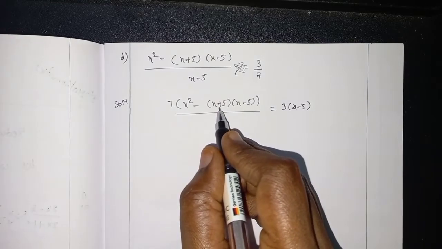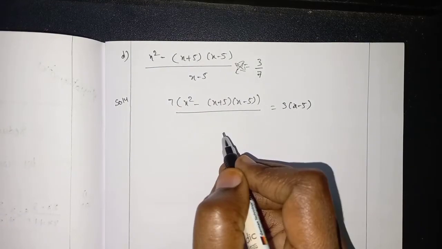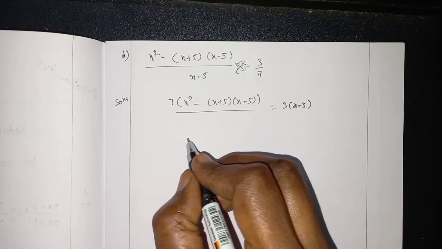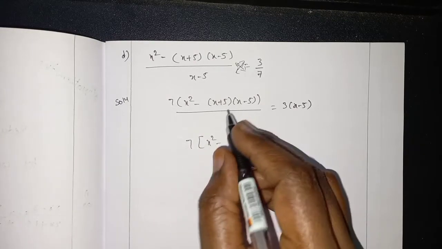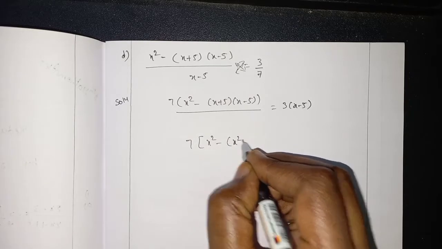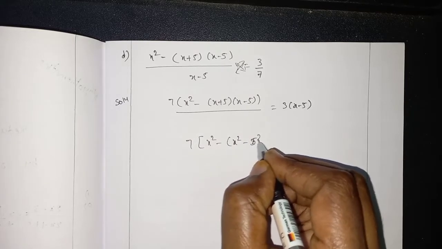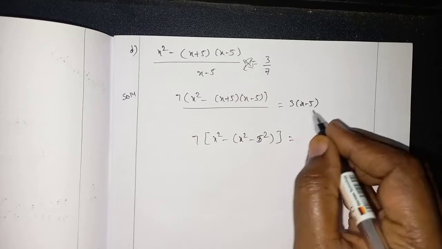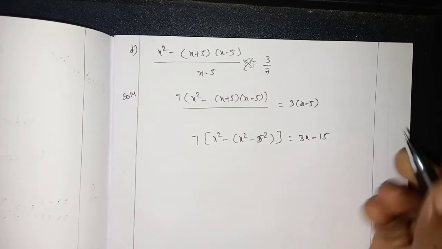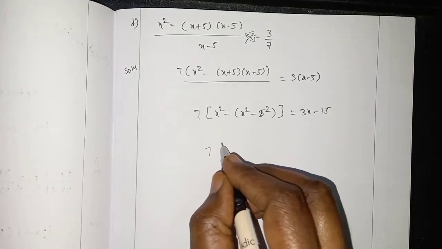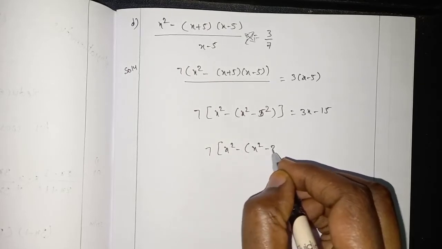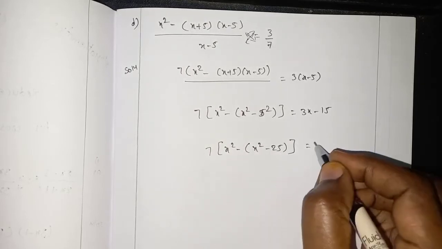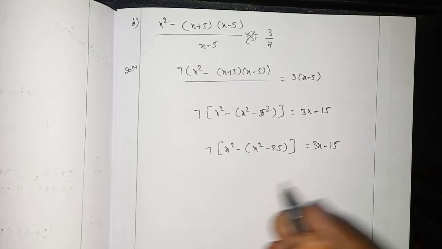Now how is it (a plus b) into (a minus b)? The answer will be a square minus b square. So 7 into x square minus... a square minus b square means 5 square, equals 3x minus 15. x square minus 25, which equals 3x minus 15.